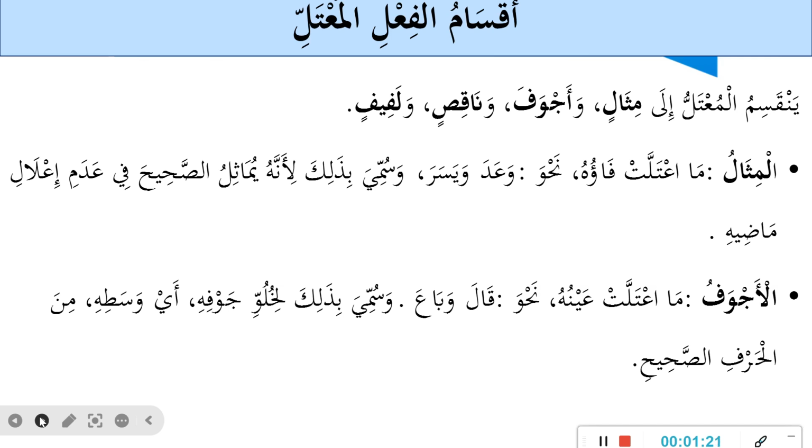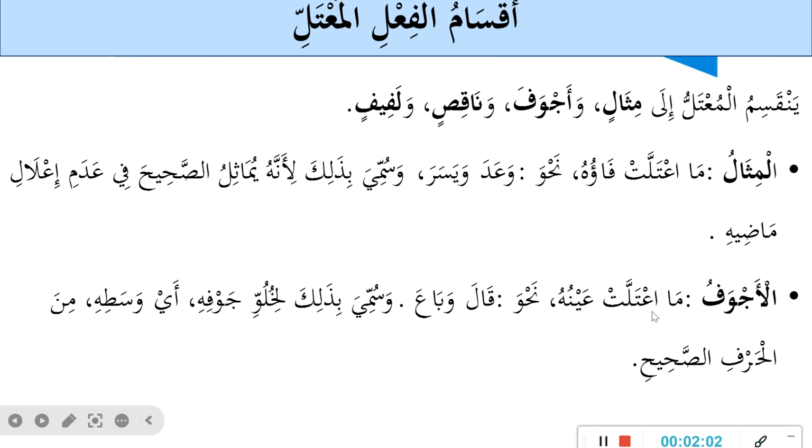So what is the meaning of mithal? الفعل المثال هو ما اعتلت فاؤه. So mithal is the verb in which the first root letter is a weak letter. So that is al-mithal. For example, wa'ada, yasar. In the verb wa'ada, the first letter there, that is the fa'ul fi'l, is a weak letter. That is mithal. Whenever fa'ul fi'l is a weak letter, it is called al-mithal.